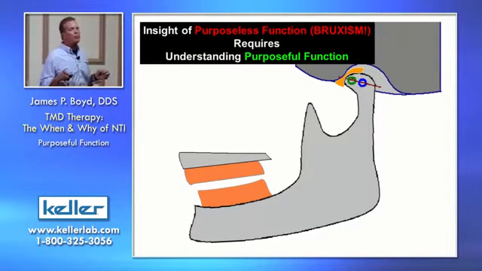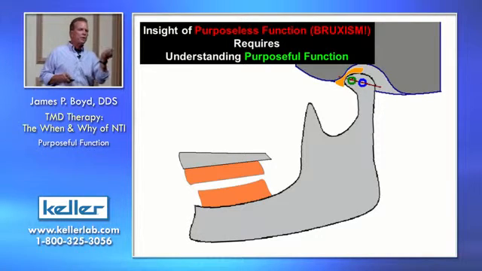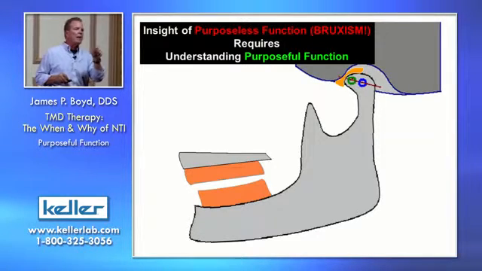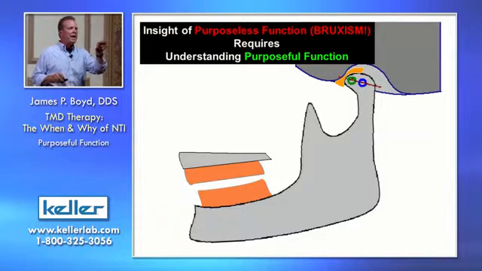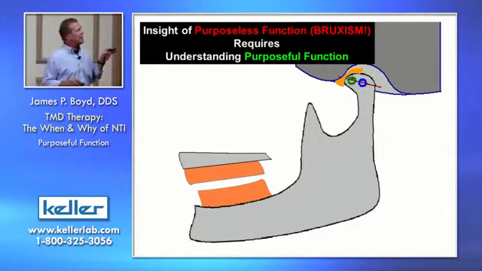So the insight of purposeless function is going to require an understanding of purposeful function to see what really is supposed to be happening when it's happening. So we can back out of it and say, you know, that other stuff that's kind of weird, we need to address that. Let's take a look at normal.